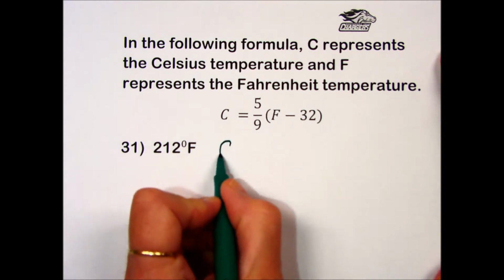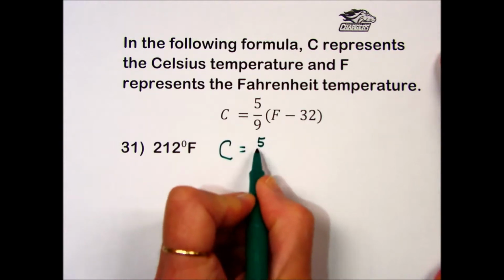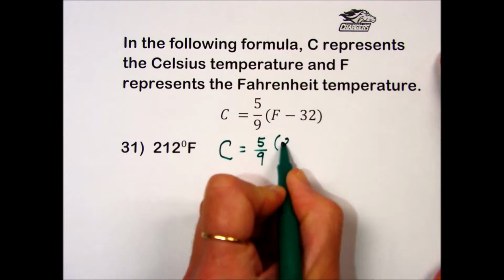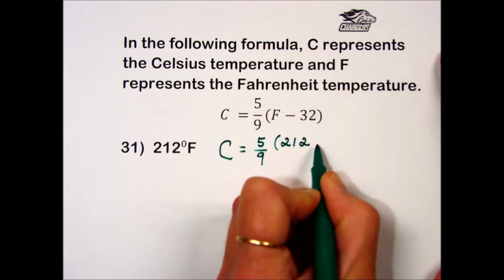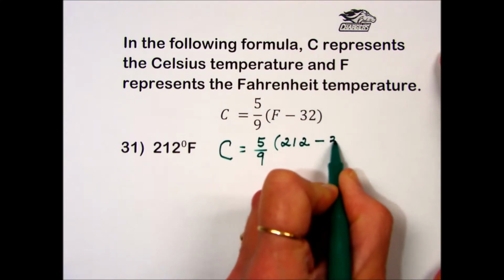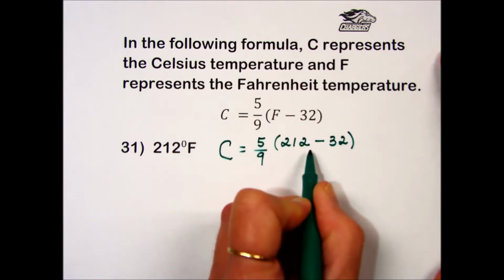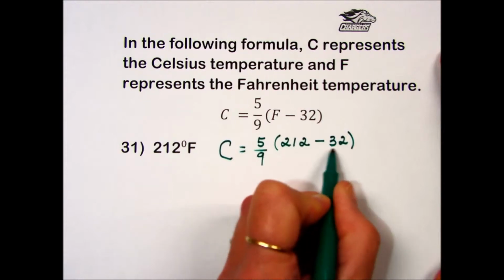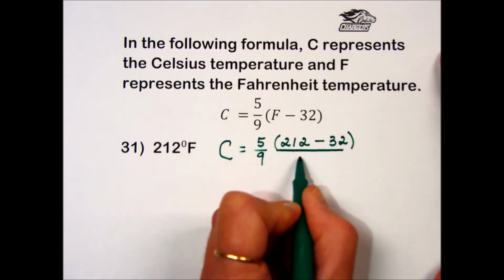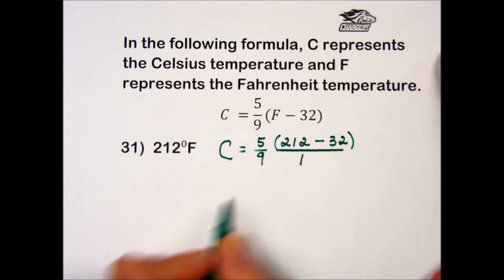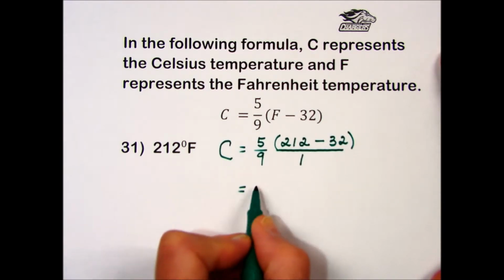So we're going to take the given conversion equation, C equal to 5/9 times F, that's the temperature given in this problem, 212 degrees Fahrenheit minus 32. Now, I have a fraction times this quantity in the parentheses. I'm going to put that quantity over 1 so that I can deal with this as a fraction multiplication. I'm still following order of operations. I need to simplify inside the parentheses first.